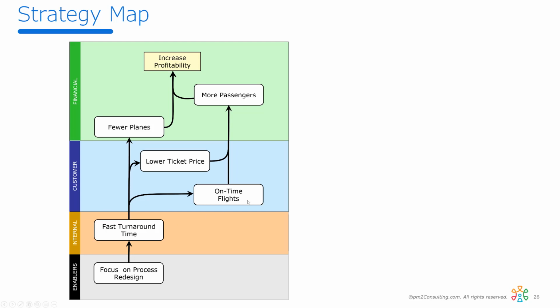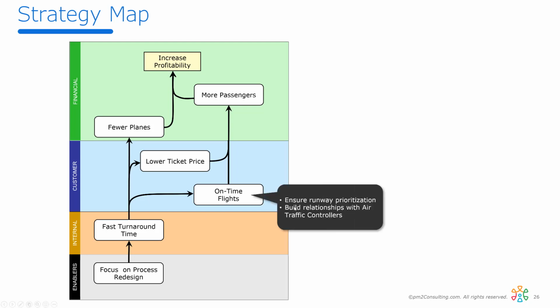So in this case, for on-time flights, we need to do a couple of things. One is ensure that we've got some sort of runway prioritization and build relationships with air traffic controllers. So these are the activities which drill down from on-time flights, or think of them as sub-goals. So let's see how Asana allows us to cover those.